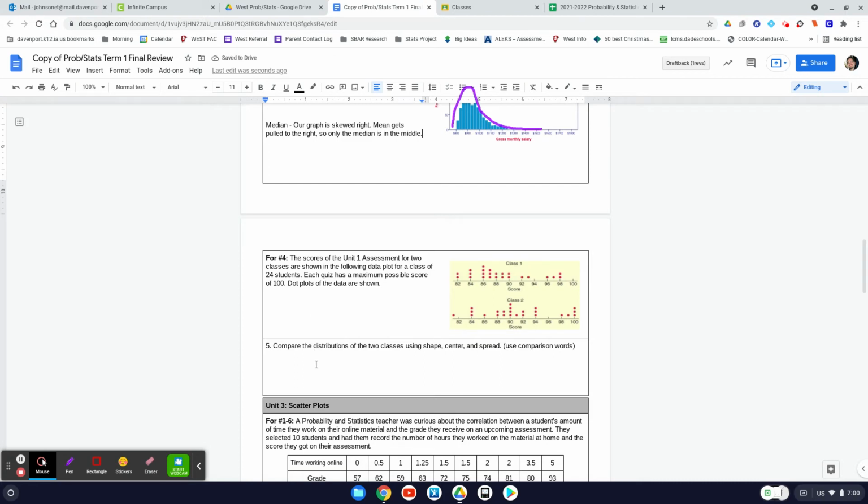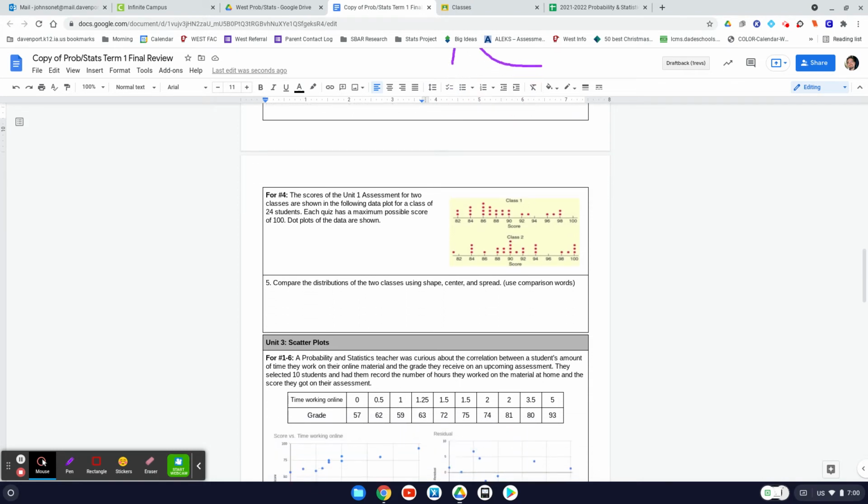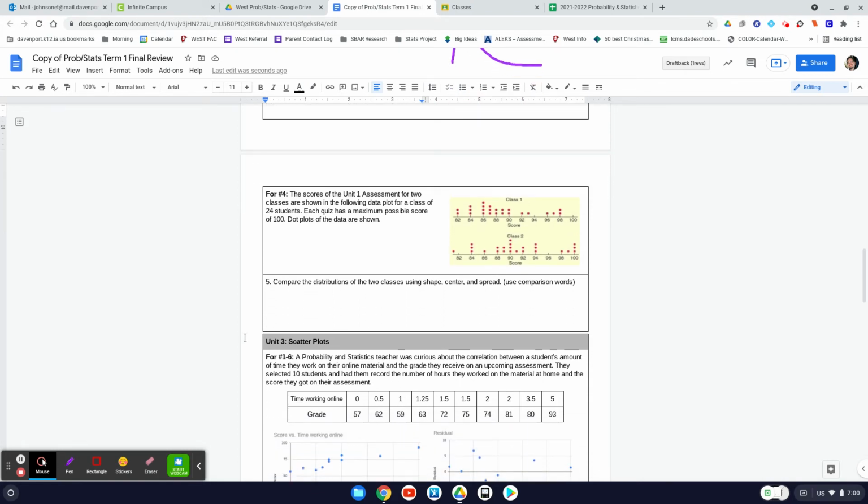For 4, test scores of Unit 1 assessment for 2 classes are shown in the following data plot for a class of 24 students. Each quiz has a maximum possible score of 100. Dot plots of the data are shown. Compare the distributions of the 2 classes using shape, center, and spread. So once again, shape is our distribution.